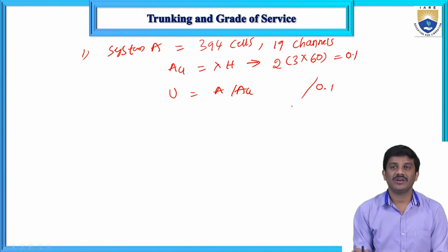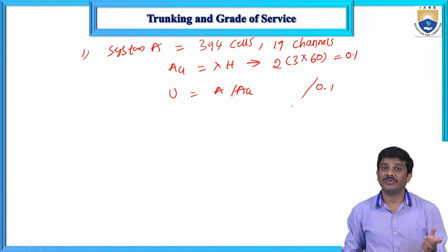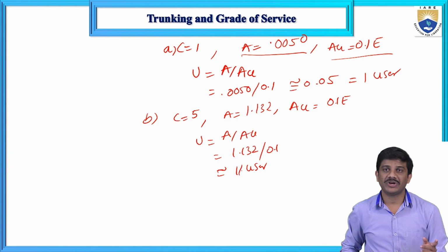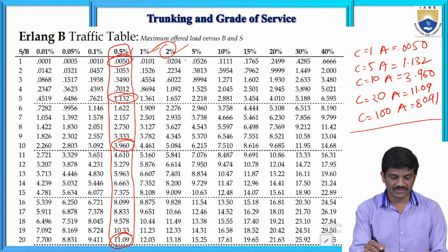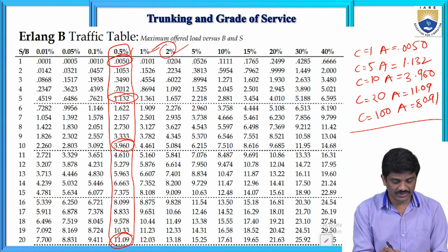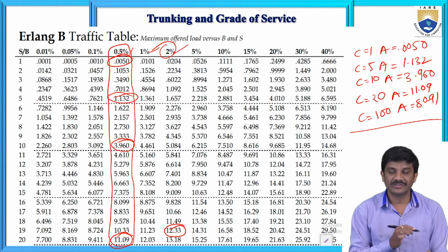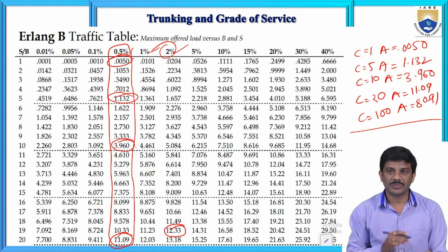And what is A? That we can find out from the particular graph. Then we can go with the 2% blocking probability. There we are given 57. First one is how many channels? 19 channels. You can write this as 12.33. We can find that out.